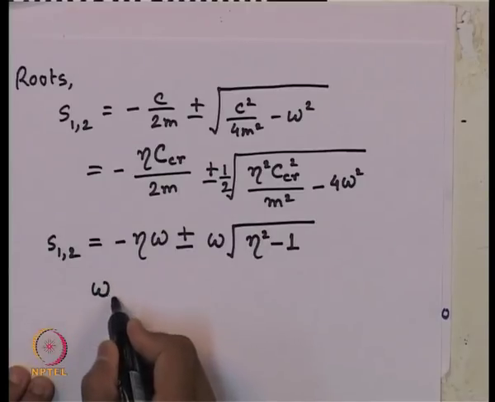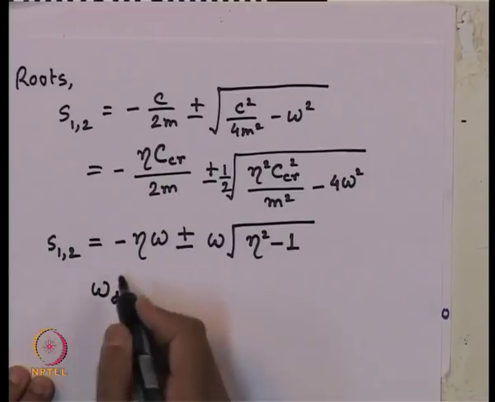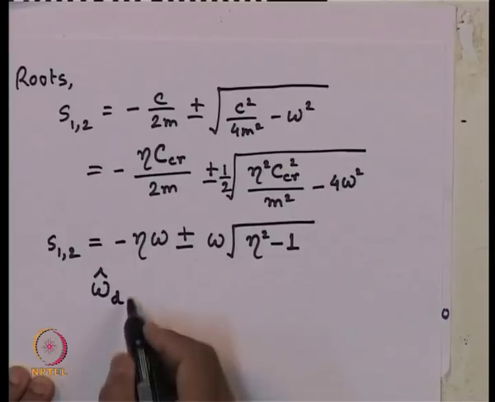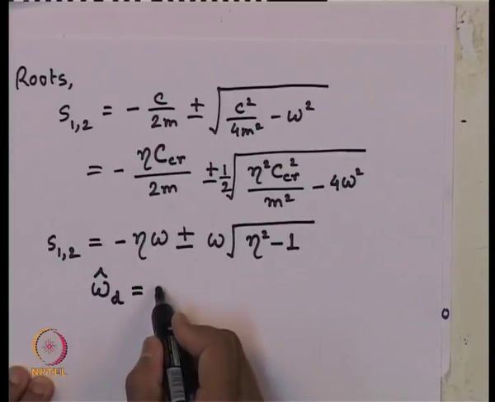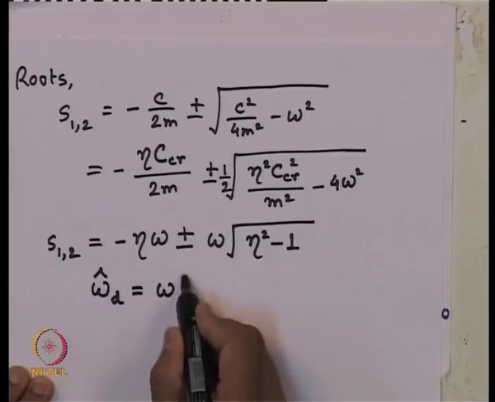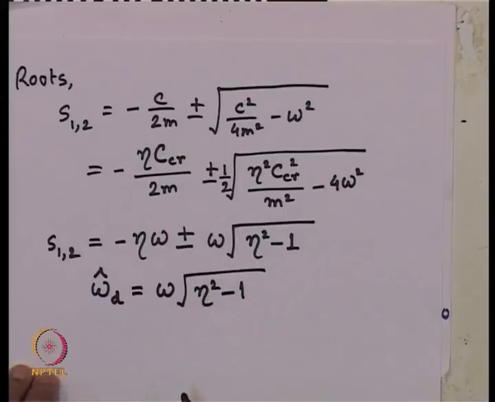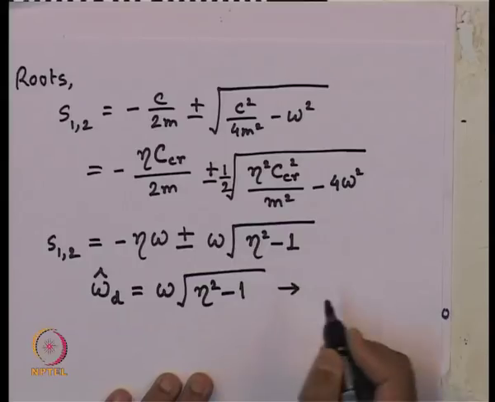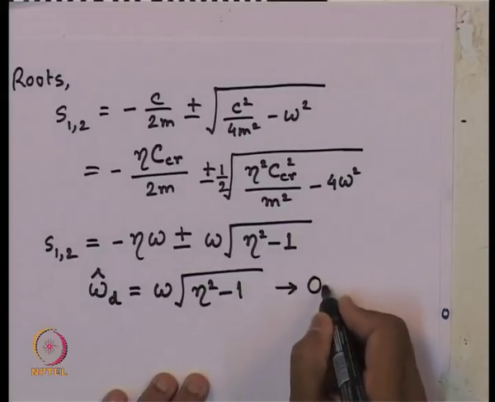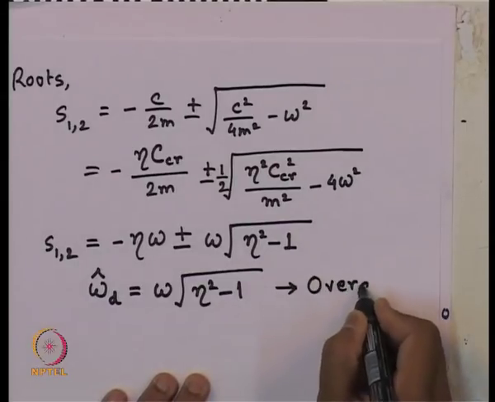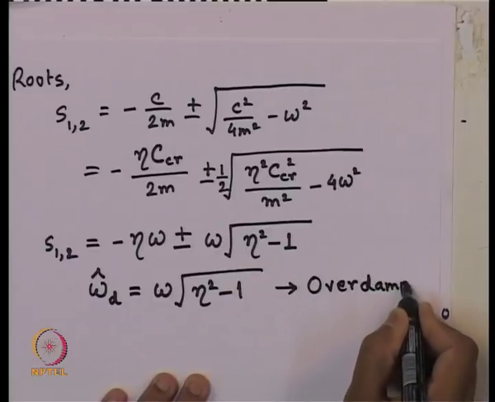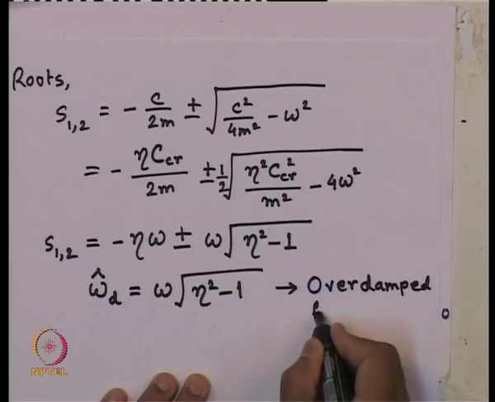Let us define another parameter omega d cap, which is expressed as omega times root over eta square minus 1, which is known as over damped frequency.